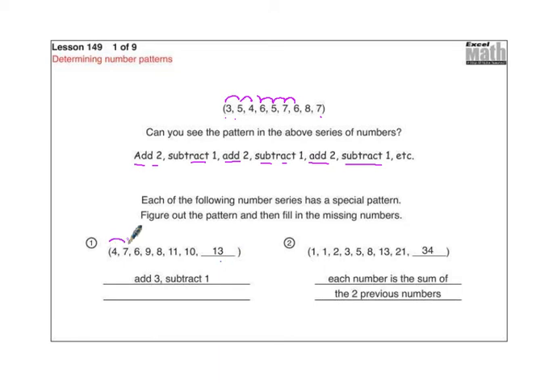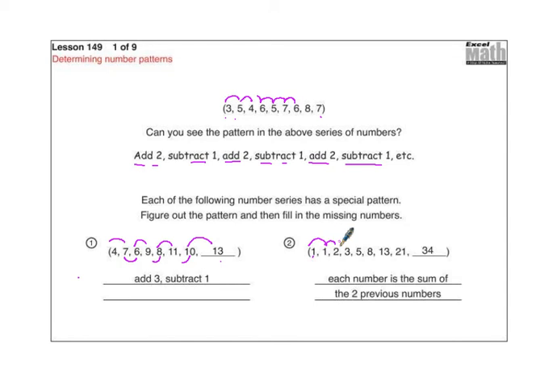So from 4 to 7, what do we do? Add 3. Then what? Subtract 1, right? Then add 3, subtract 1, add 3, subtract 1. So this should be adding 3 to get to the 13. Easy cheesy?